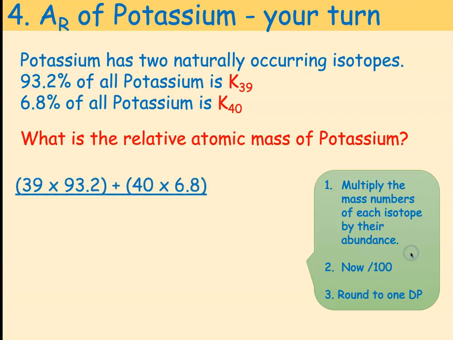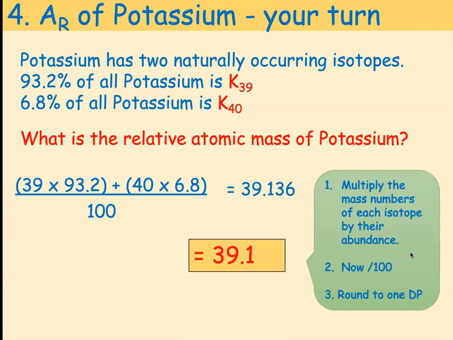Okay, we've got 39 times 93.2 plus 40 times 6.8 divided by 100 equals 39.136. We need to round that to 1 decimal place, so that is 39.1.